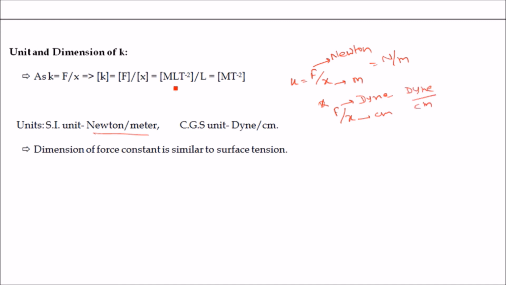And if we have to calculate the dimension of K, then for this we just write the individual dimensions of F and x. The dimension of F is MLT minus 2, while the dimension of x is L. So we get the dimension of spring constant K is equal to MT minus 2. That is, the dimension of K is M raised to power 1, L raised to power 0, and T raised to power minus 2. This dimension of force constant is similar to the dimension of surface tension. This is an important concept. Sometimes it is asked in the examination.